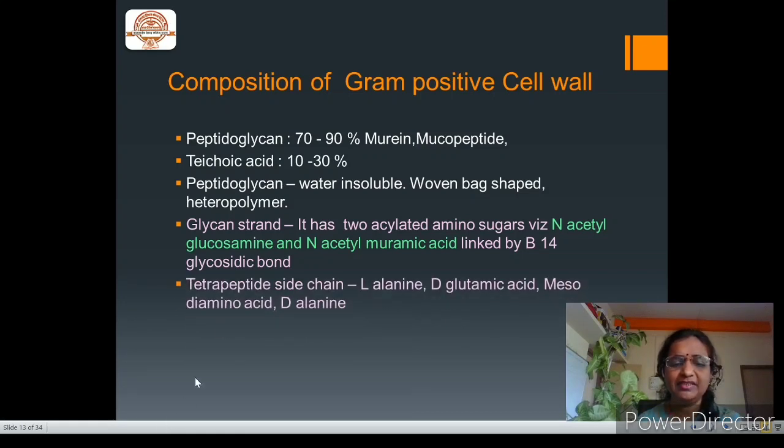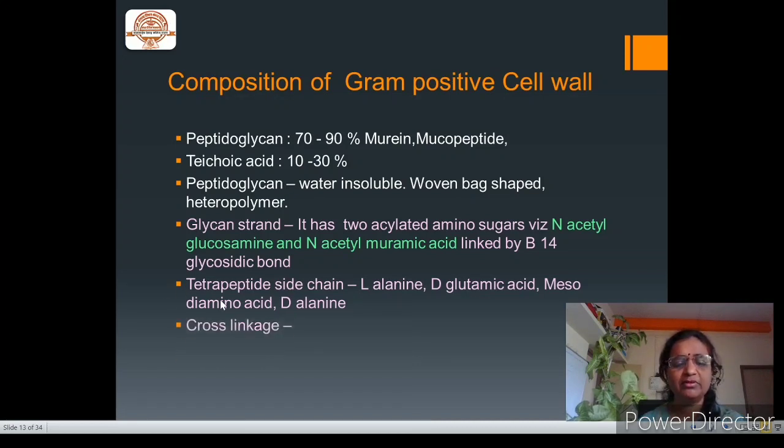The second part is the tetrapeptide side chain. Now what is the tetrapeptide side chain? Here every N-acetyl muramic acid, that is NAM, each muramic acid sugar, carries a chain of tetra, tetra means 4, a chain of 4 amino acids, and that chain is called the tetrapeptide side chain. Now which are these amino acids? These are L-alanine, D-glutamic acid, meso-D-aminopimelic acid, and D-alanine. That forms a chain called the tetrapeptide side chain. Every muramic acid carries a tetrapeptide side chain.